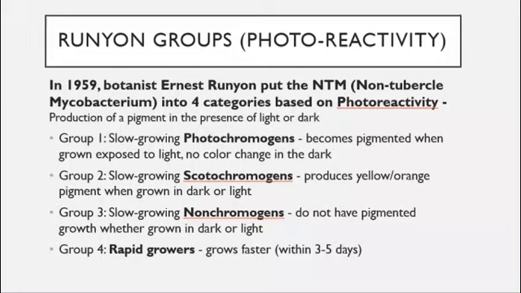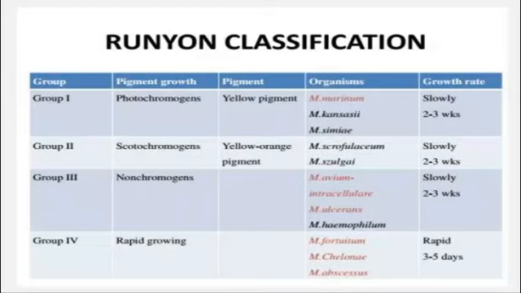So let's look at a chart on the next slide of where some of these different species of Mycobacterium fall. So here's the Runyon classification as a chart. You have your 4 different groups, and some of the different species that we talked about in this lecture are placed in different categories within this table.